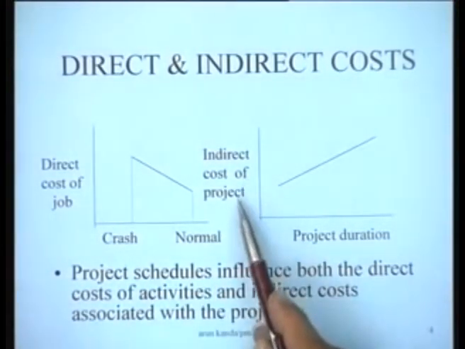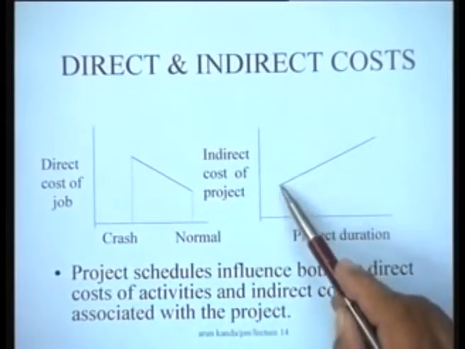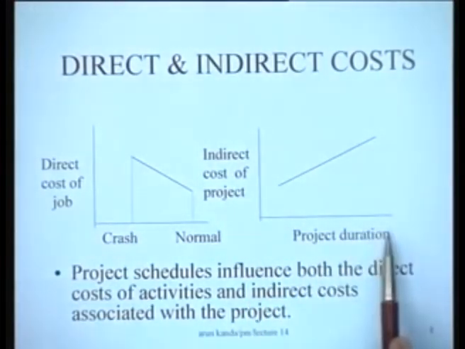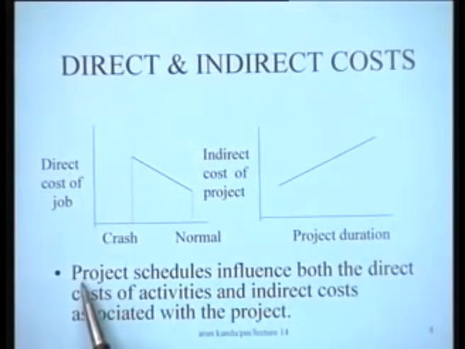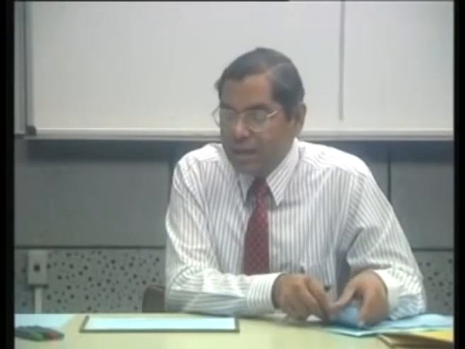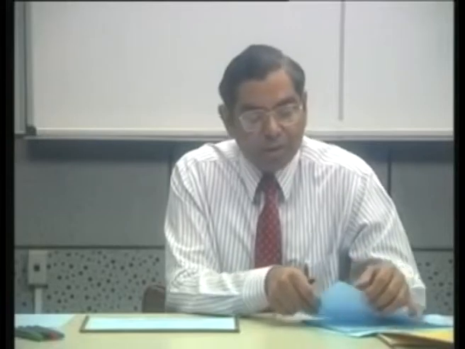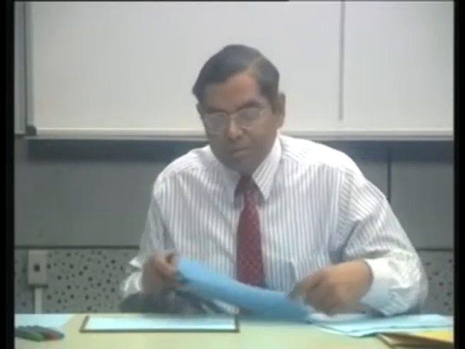However, there is an indirect cost of the project as a whole, and this cost is typically increasing with project duration, right? So what we have seen is that the project schedules influence both the direct costs of the activities and the indirect costs associated with the project. And what we are in fact seeking in a time cost trade-off exercise is maybe the best compromise, or the best way where the total cost is going to be a minimum.